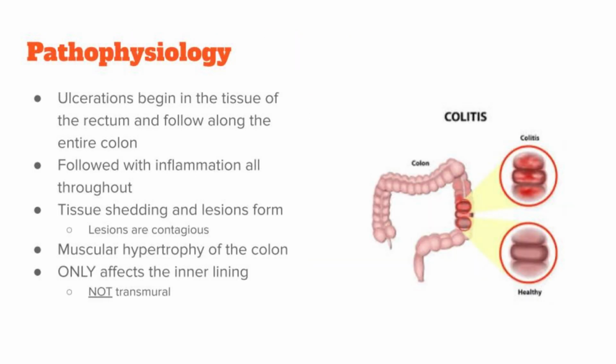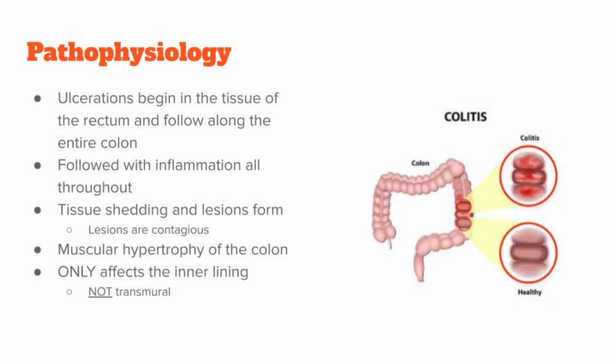Some pathophysiology on ulcerative colitis. So again, the ulcerations begin in the rectum and follow along the entire sigmoid colon, which is the part of the colon that descends on the left abdominal side. Along these continuous ulcerations, we're going to see inflammation of the tissue. Tissue will begin shedding and lesions will form. A lesion is similar to a tear or a cut in the skin. These lesions become infected and are contagious.